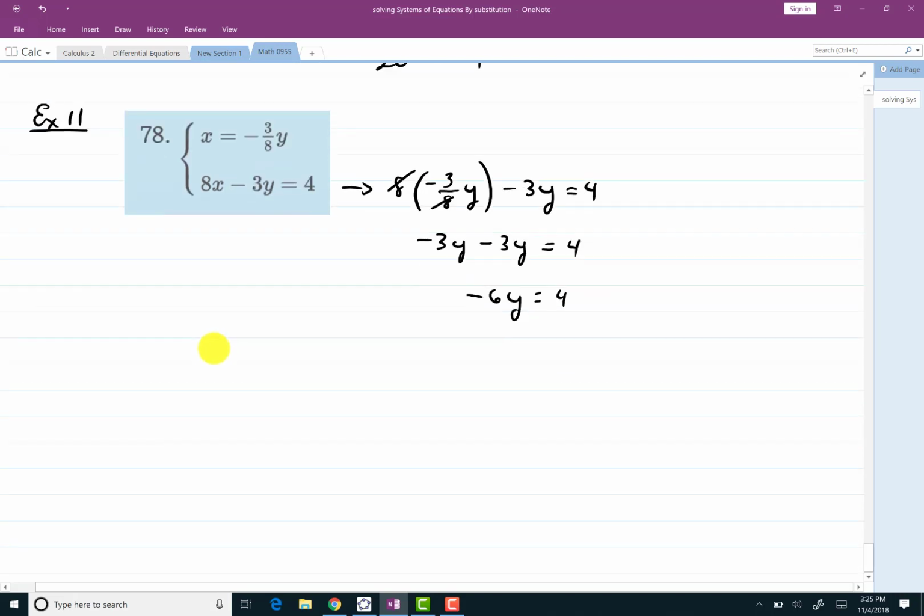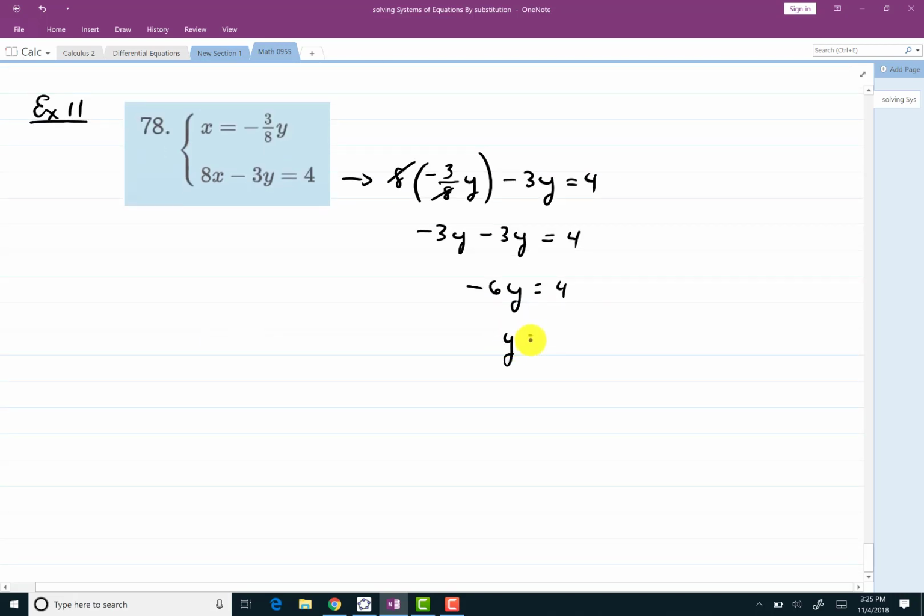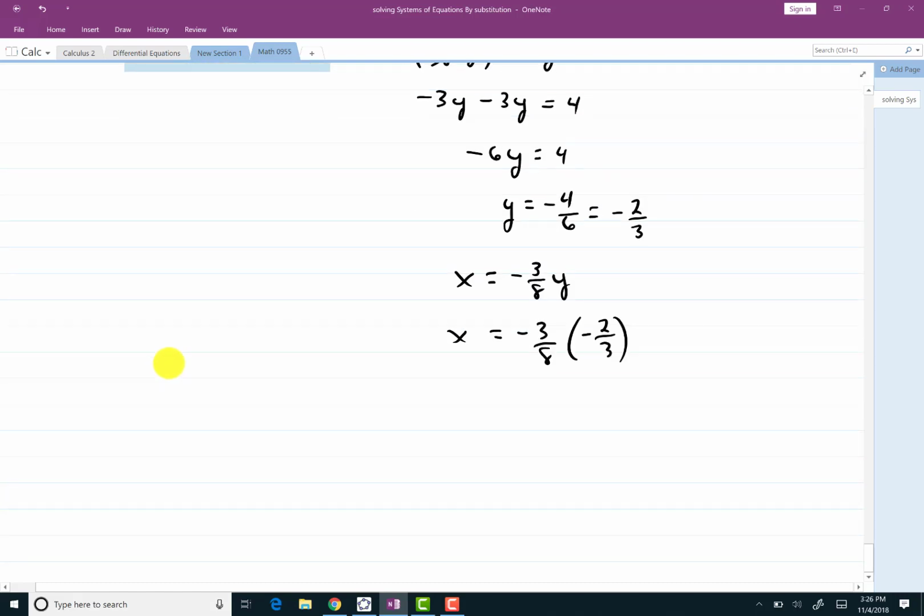I'll divide by negative 6. y equals negative 4/6, which is negative 2/3. Now let me go ahead and plug that back into x. x equals negative 3/8 y. I'll replace y with this negative 2/3. Which is particularly nice because there's a lot of canceling that can happen here.